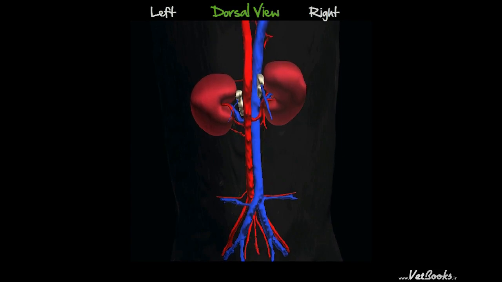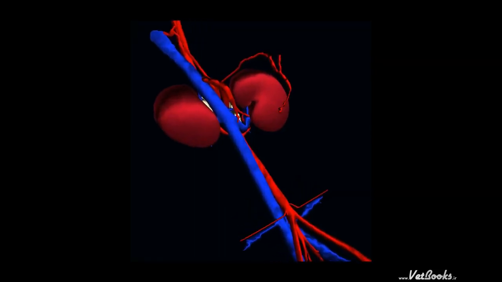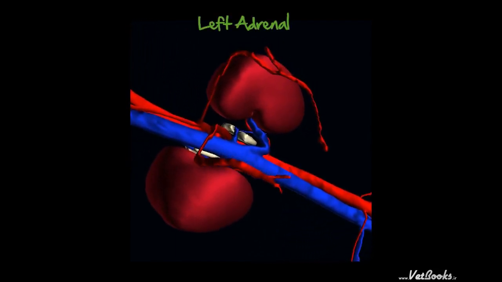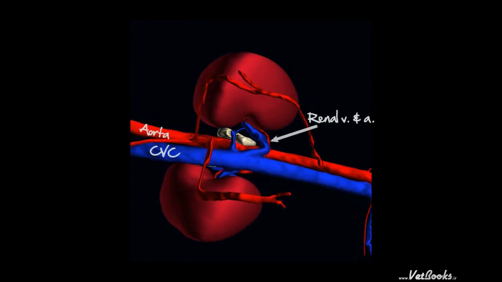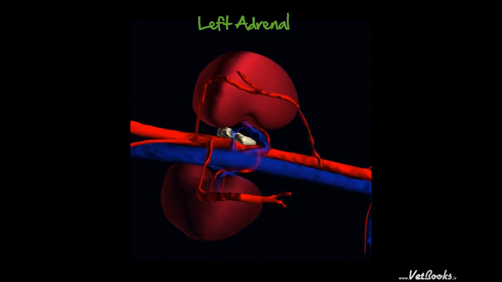In this dorsal view, we can appreciate the anatomical relationships between the adrenals and the neighboring vessels, namely the aorta, caudal vena cava, and renal arteries and veins. The phrenicoabdominal vein is on the right side, and it also divides the right adrenal into two lobes. Being able to recognize the vessels close to each adrenal gland will ensure that you can identify them with certainty.